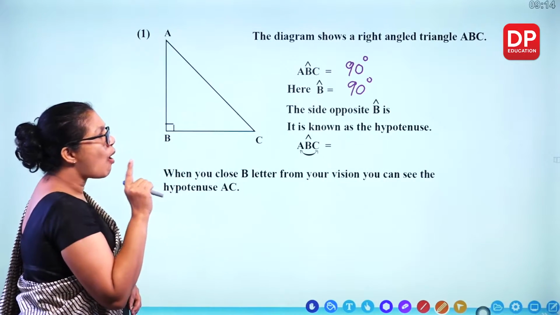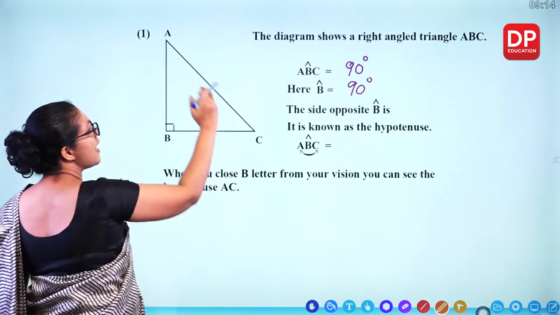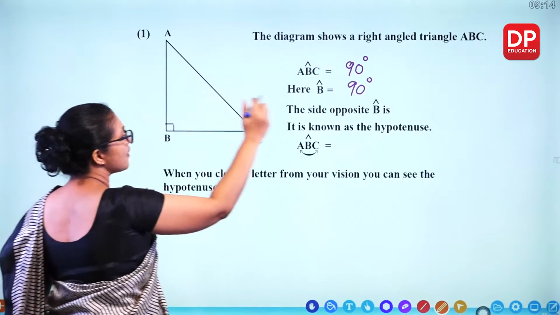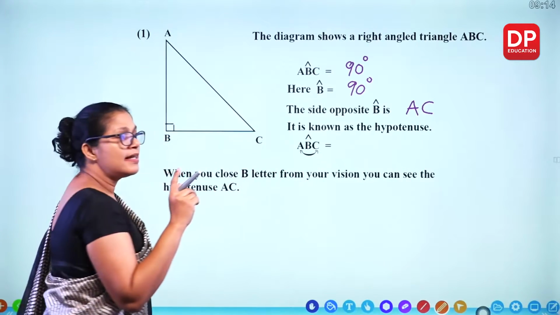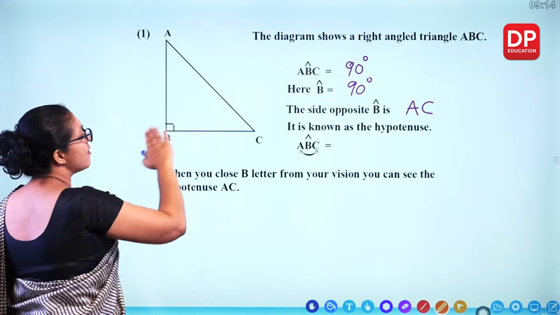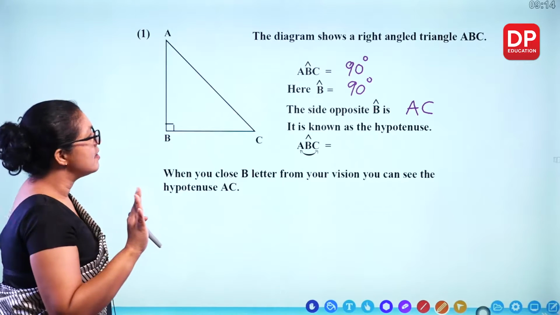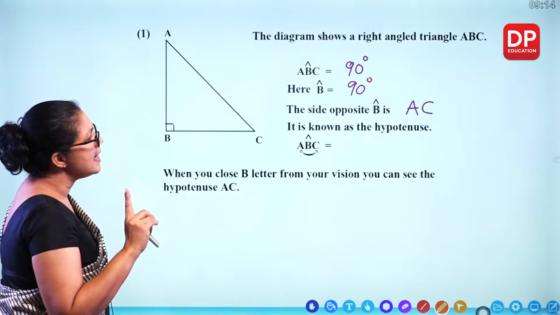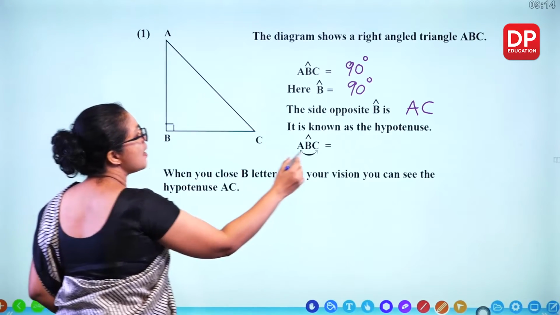The side opposite to B angle. What's the side opposite to B angle? AC. What do you call that? That's the longest side in a right angle triangle. Always opposite to 90 degrees is the longest side. So what do you call that? We call that the hypotenuse. So this is the hypotenuse.